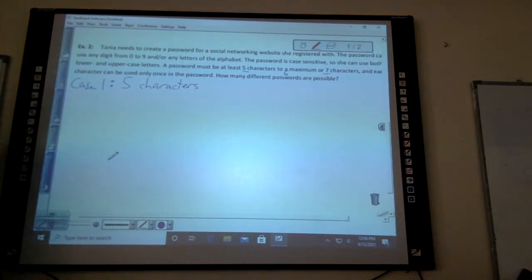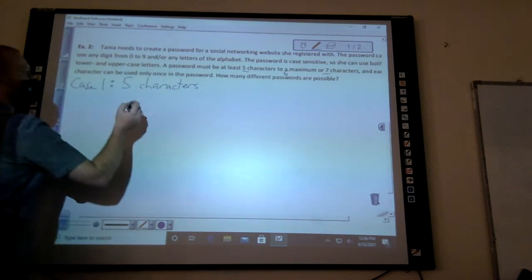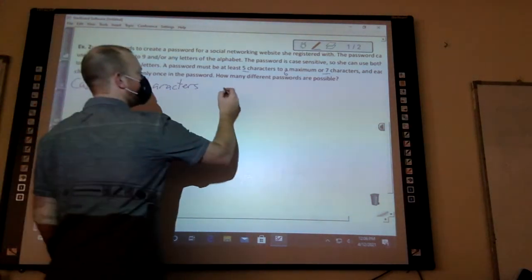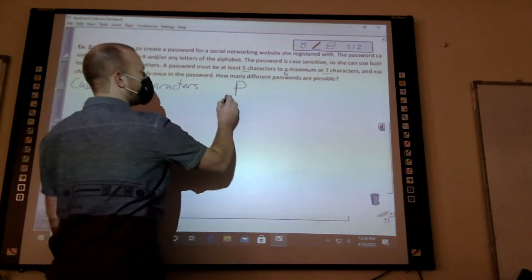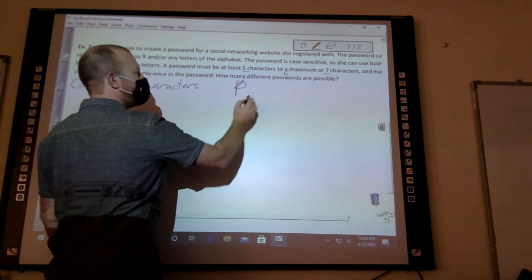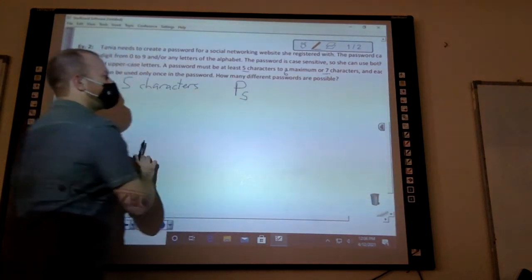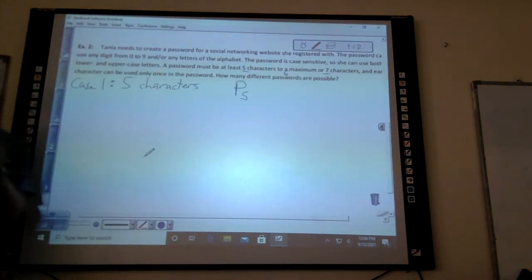So if I've got 5 characters, we're going to use the P method here. And we're going to look at, let's see, I'll put it over here. I need to figure out how many options I have, and I want 5 because I'm doing a 5-character password. So we first need to figure out how many options total do I have in this case.